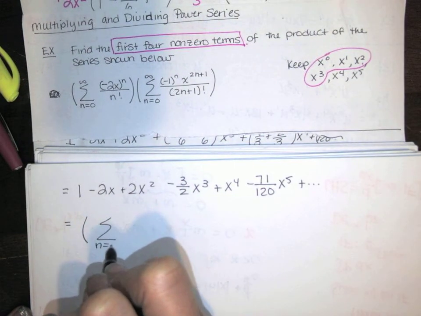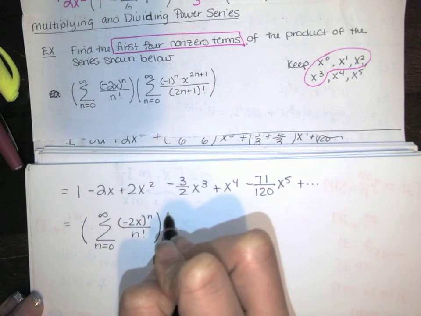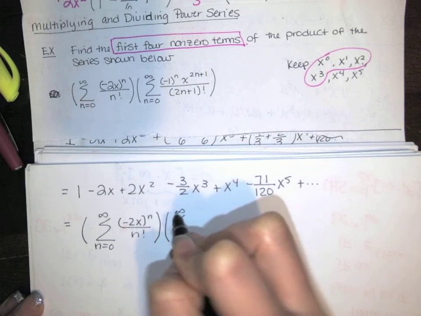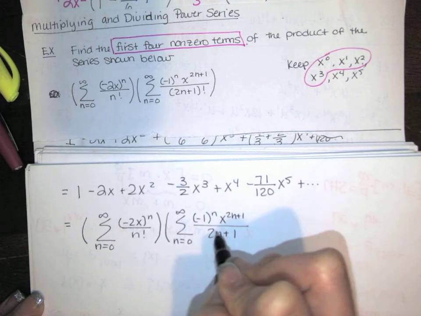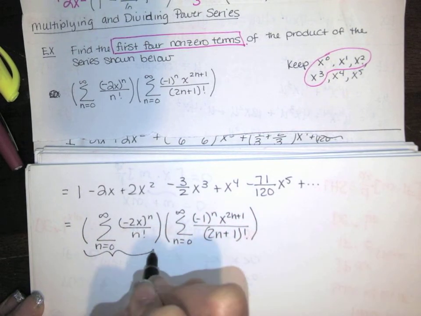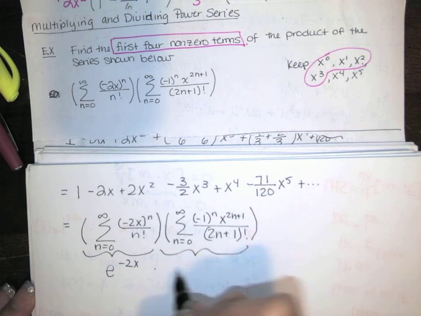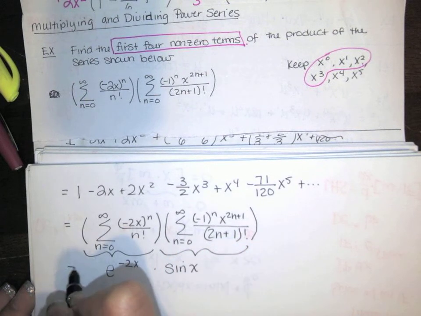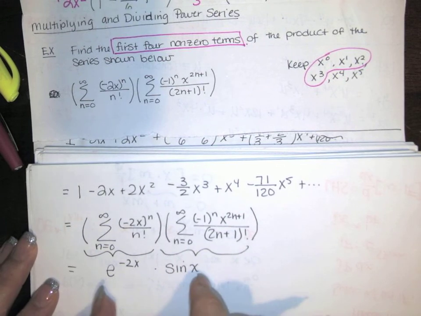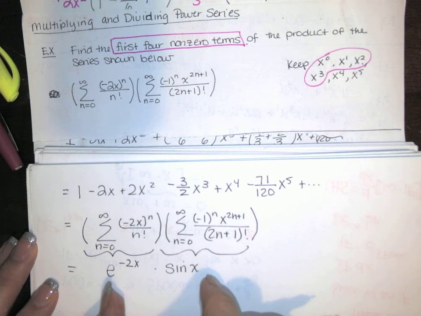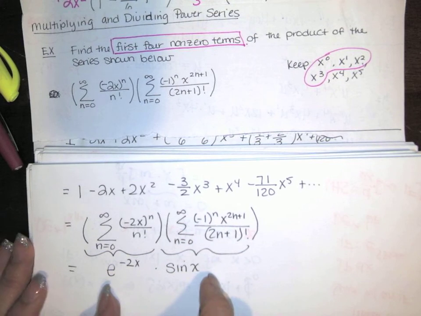Now, once we learn about Taylor and Maclaurin series, you'll see that these are actually Maclaurin series for a couple of known functions. Now I'm just telling you what's coming. This turns out to be a Maclaurin series for e to the negative 2x, and this turns out to be a Maclaurin series for sine of x. So we just found the first 6 non-zero terms of this function. Like if I want to represent this function as a power series, this function can be written this way as a power series centered at x equals 0. So that's the Maclaurin series for this product.